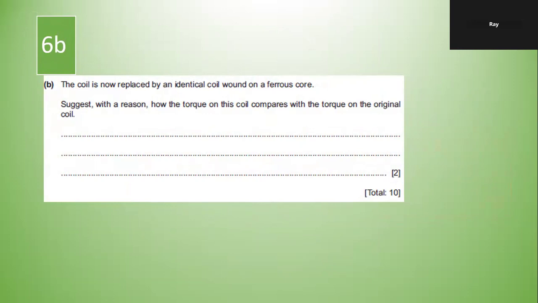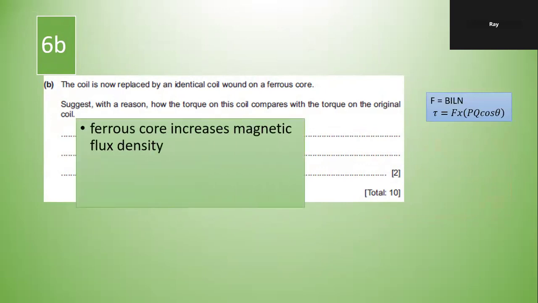The coil is now replaced by an identical coil, one on a ferrous core. Suggest, with reasoning, how the torque on this coil compares with the torque on the original coil. I give you the answer since you will be cut off anytime. B will increase. The ferrous core increases the magnetic flux density B. The amplitude of torque increases. That's the amplitude. Any comment?